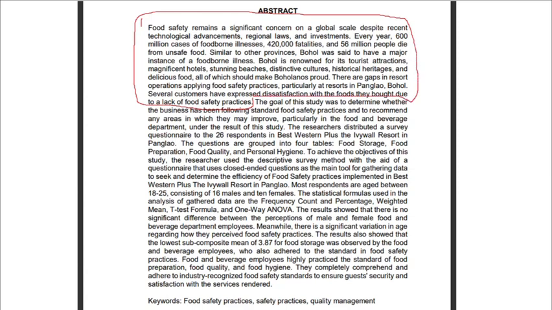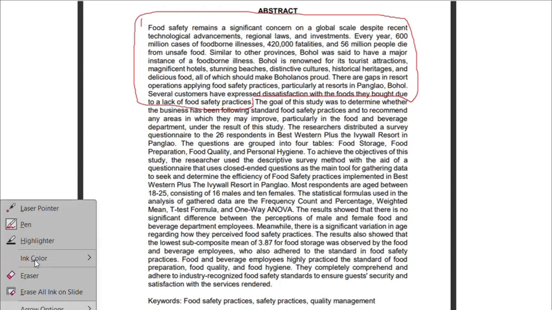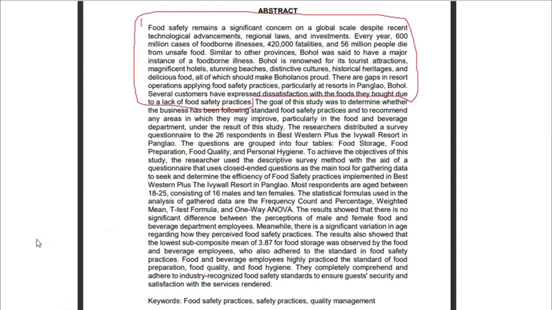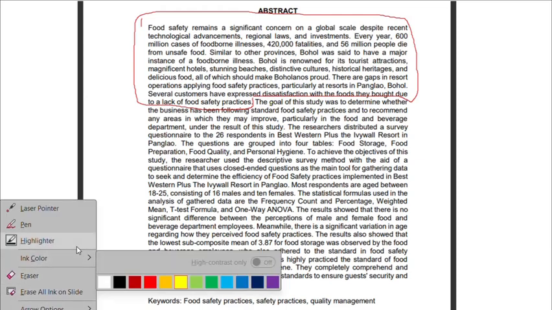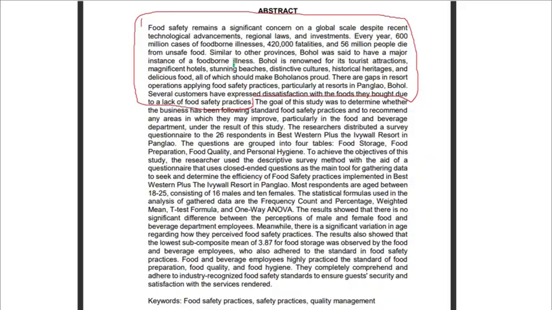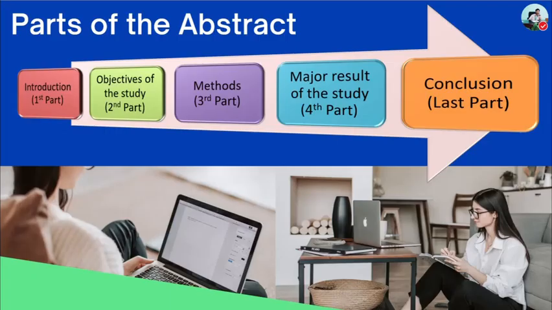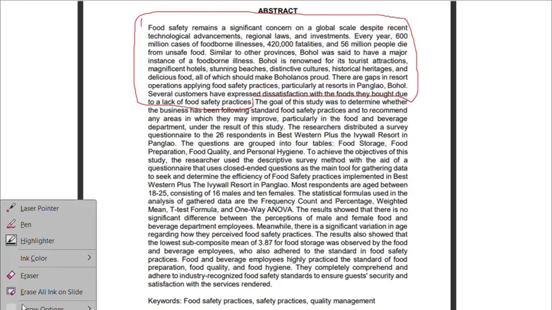Part 2 is the objectives, so we'll find a different color here. We only have one color. We'll just use the highlighter. No, we have an ink here. We will use green. Part 1, introduction. Part 2, objectives of the study. So this is the objectives of the study.